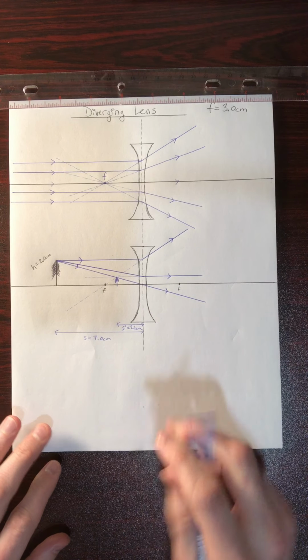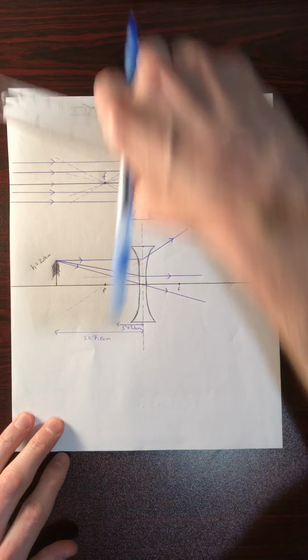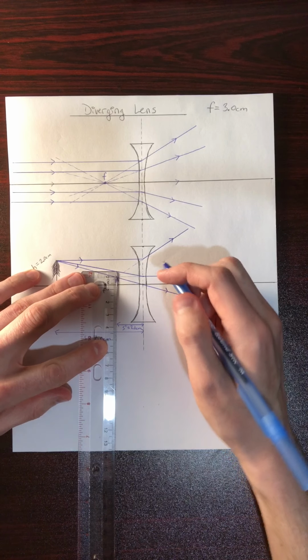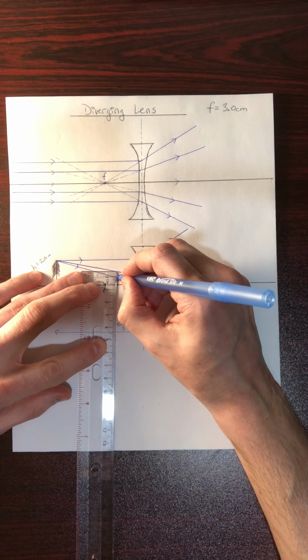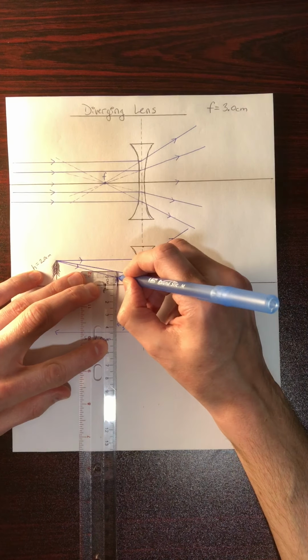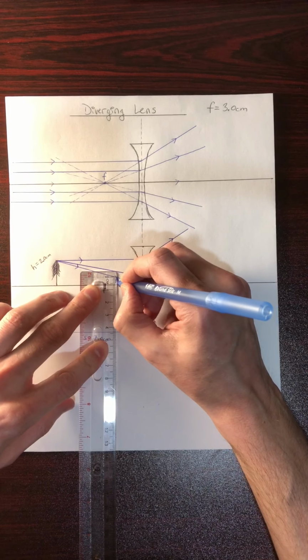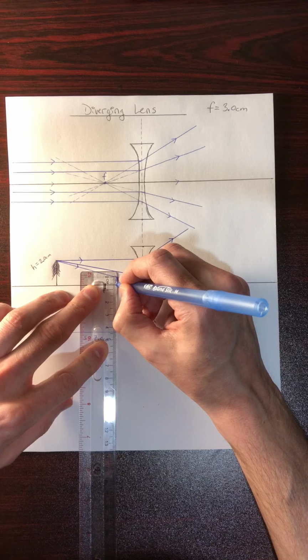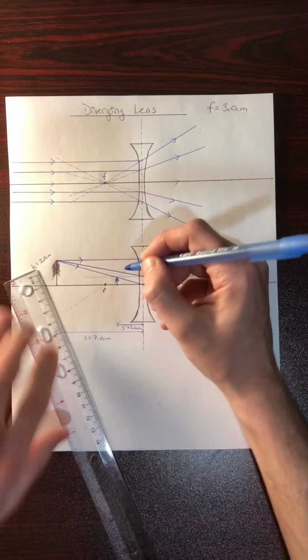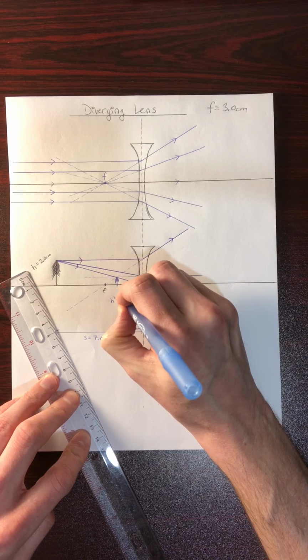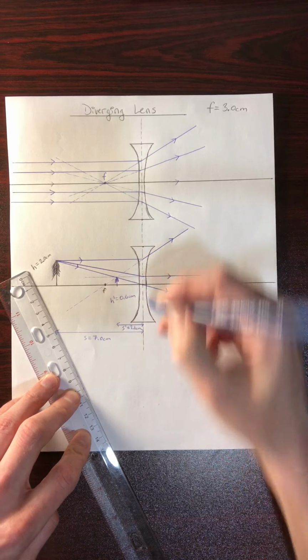Okay. Oh, I didn't get the height. Yeah, so I'll try and get the height here as well. So we're looking like just over about 0.6 of a centimeter. So we got an H primed of approximately 0.6 centimeters.